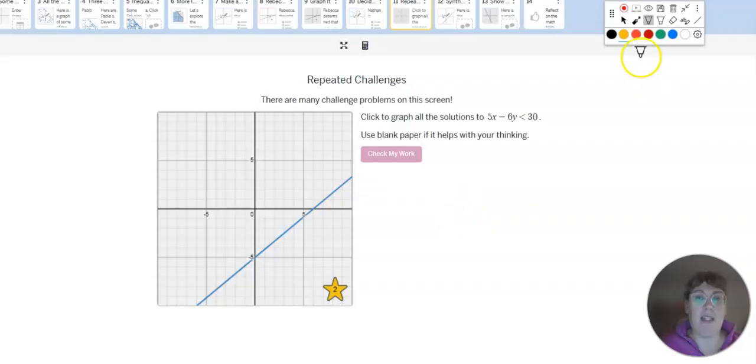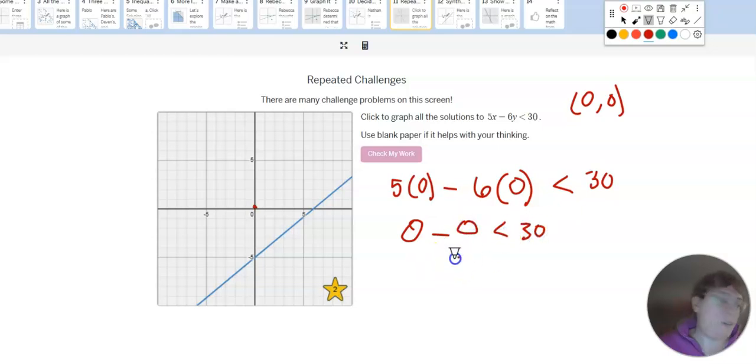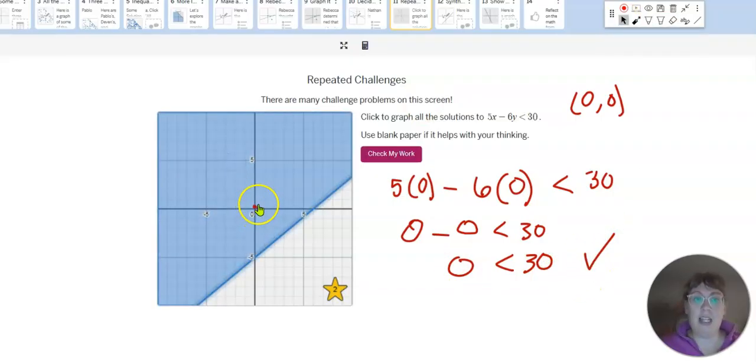We have 5x minus 6y less than 30. So let's test 0, 0. Great point to test. We love it. 5 times 0 minus 6 times 0 less than 30. 5 times 0 is 0. Minus 6 times 0 is also 0. Is 0 less than 30? Yes, that's true. So we're going to click the side that has 0, 0.